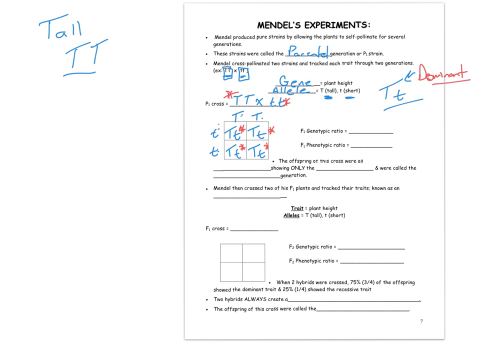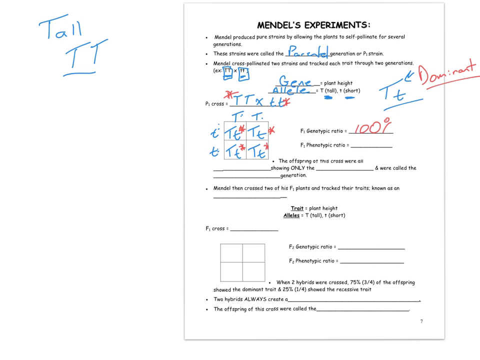His observation was that every time he mixed a purebred tall with a purebred short, they were all tall. So he said tall must be dominant. It must be, since it shows up all the time. That should be pretty easy to understand, right? He didn't understand what these characteristics were. Every time you mixed a purebred tall plant with a purebred short plant, you always ended up with tall plants. So the F1 generation, inside these little boxes, their F1 genotypic ratio was 100%.